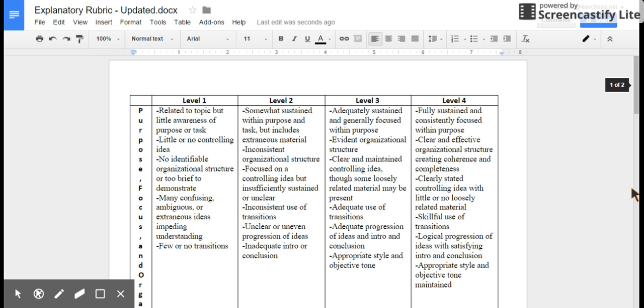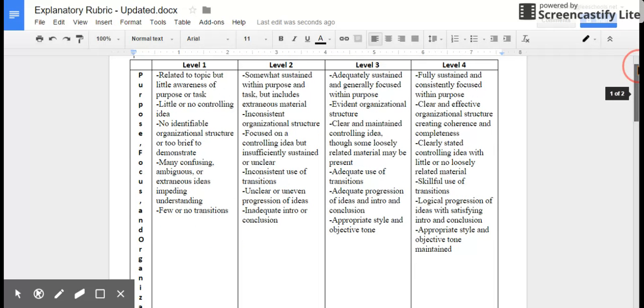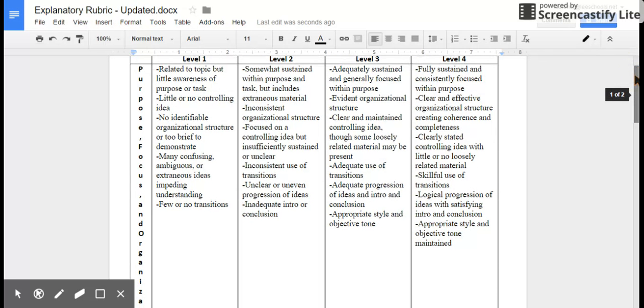What we're going to talk about right now, excuse me, allergies, is an explanatory rubric. And I know that's something that you hear and you sound super excited in response. I'm sure right now you are cheering and screaming, you're so excited. But no, really, it's really important for you to know how you're going to be evaluated when you're writing.